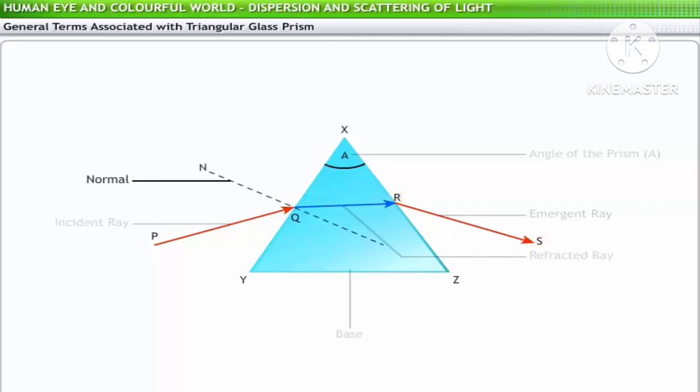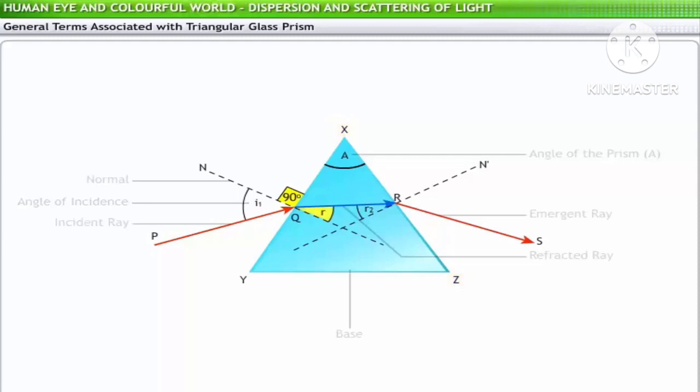Normal is the imaginary line drawn perpendicular to the surface at the point of incidence. The angle formed between the incident ray and the normal at the point of incidence is known as the angle of incidence. Thus, here angle I1 is the angle of incidence on the face represented by XY. Similarly, angle R2 is the angle of incidence on the face represented by XZ.